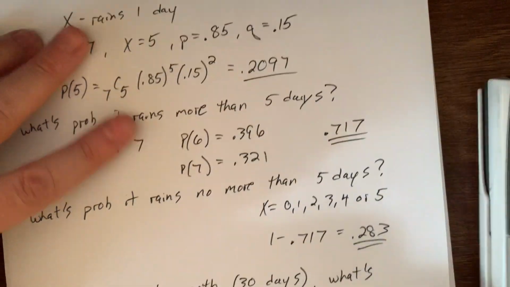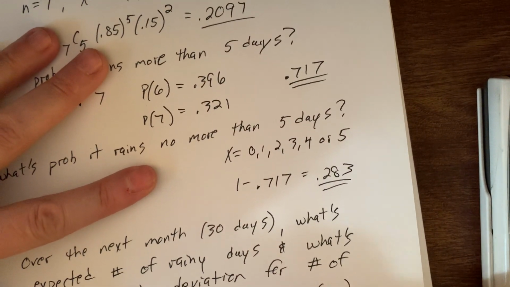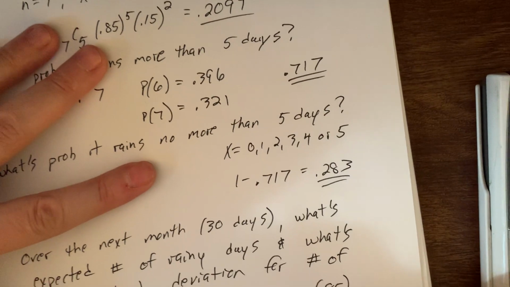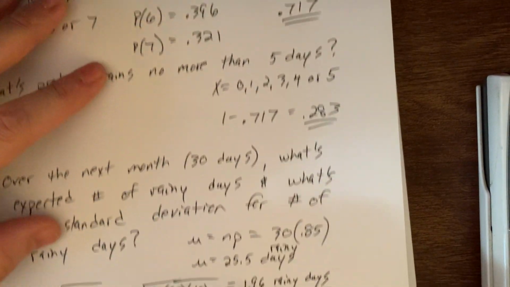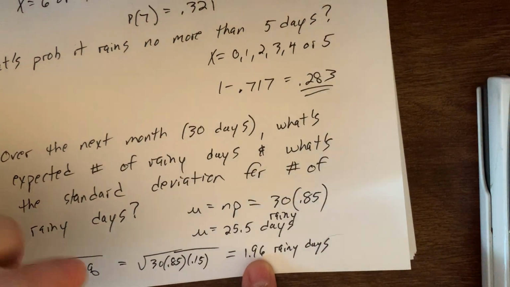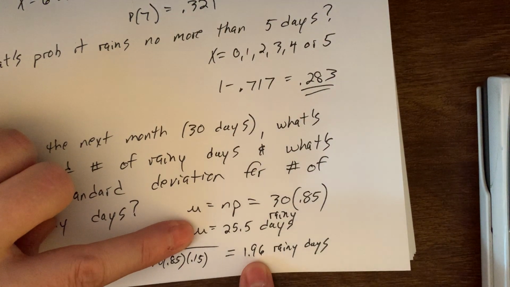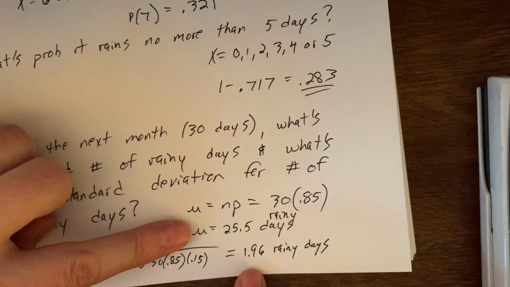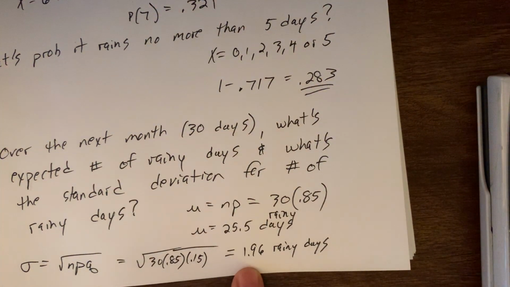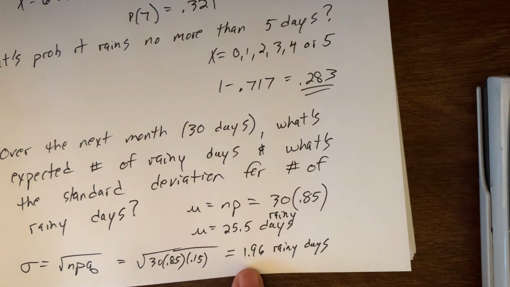So 1.96 rainy days, about 2. And we could still always go back. So what does that mean? Well, with this mean and this standard deviation, 2 above, 2 below, that's basically the ballpark for what we should really expect, what would really be common in that situation.